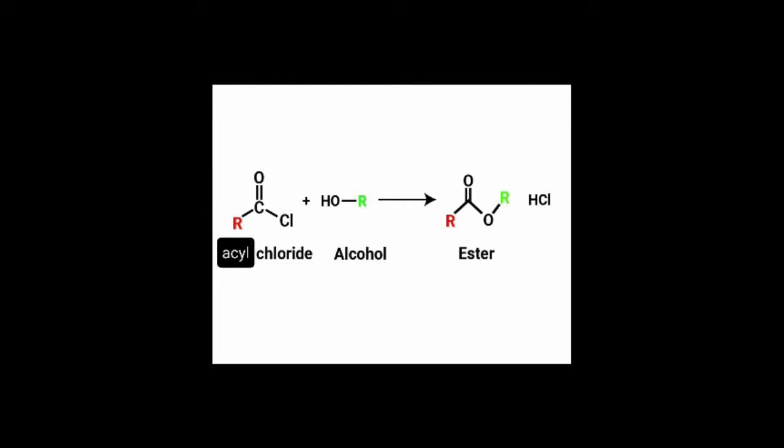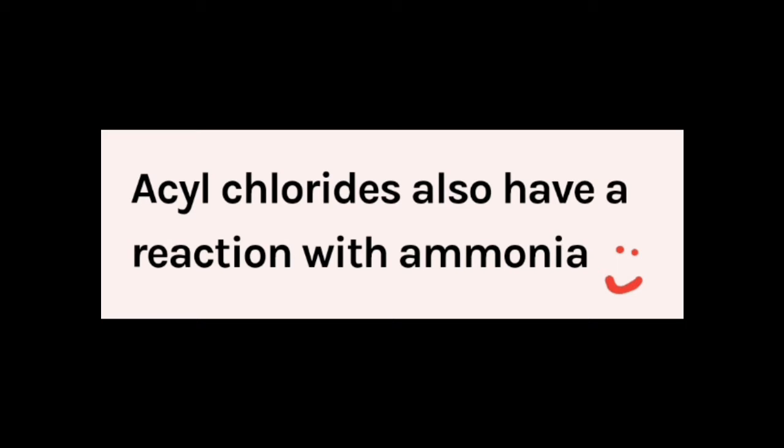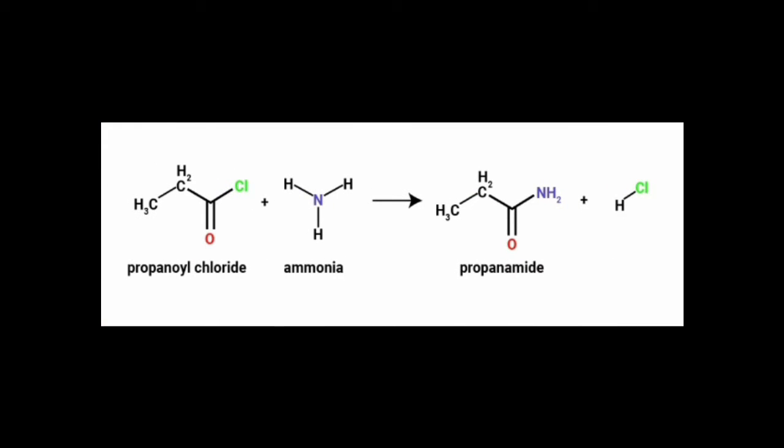Moving on to the next reaction, this is a reaction with alcohol. So acyl chlorides react readily with alcohol to form an ester and hydrogen chloride gas as well. As you can see here, the acyl chloride plus the alcohol giving you an ester with both the R groups from the acyl chloride and the alcohol, and you also form hydrogen chloride gas. Acyl chlorides also have a reaction with ammonia. Now for the reaction with ammonia. Similar to alcohols, acyl chlorides react readily with concentrated ammonia solution.